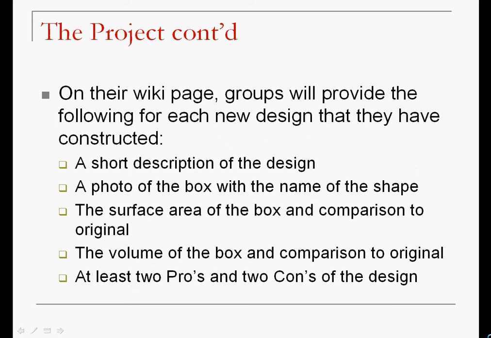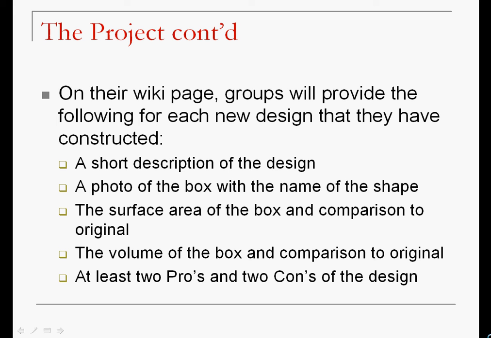On their wiki page, groups are going to provide me with the answers to a few specific questions and things that I need from them. First being a short description of their design, and I always have them write 2 or 3 sentences describing how they came up with their idea, just describing what their box looks like. They're going to include a photo of the box, a digital image on their wiki page, with the name of the shape, whether it's a rectangular prism, a triangular prism, or we do our best if they come up with any wacky designs that are pretty irregular and don't have a specific mathematical name.